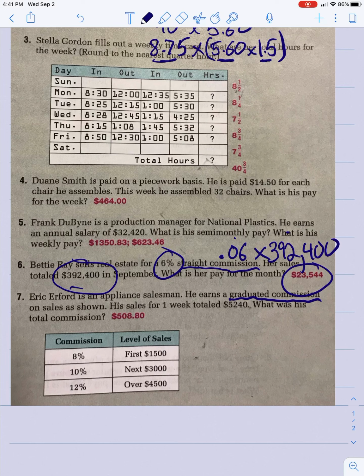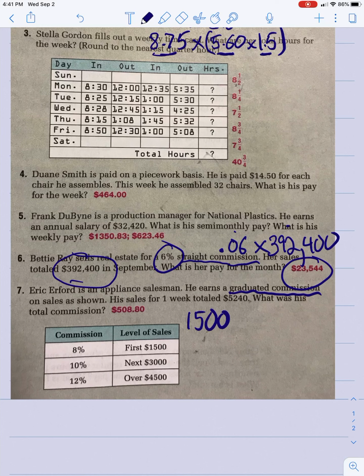All right, the last one is this thorn in our side, and you might as well learn it now, because there's 2 or 3 instances where we do the same type of problem. Okay, remember, at the beginning, you just read through the problem and it's all set up for you, and this is graduated commission. So a different level of commission for each amount you sell. Okay, so let's start here. The first 1,500 is 8%. So far, so easy, right? The next 3,000 is 10%.